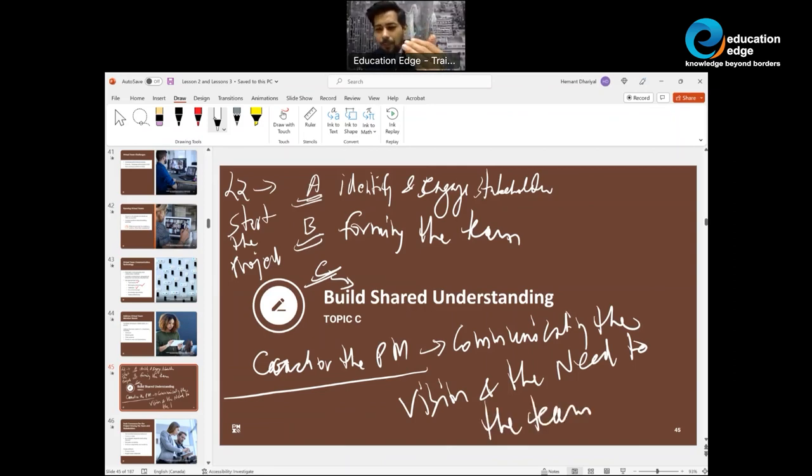And this does not happen on day one, day two, day three. It is a continuous process. We continue to do it throughout the life cycle of a project. Good project managers will have not just one kickoff meeting before they start executing the project. They could have numerous kickoff meetings before they start executing the project. And the idea is to ensure that we continue to have that shared understanding of the project.